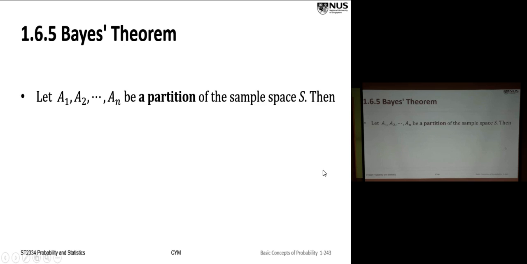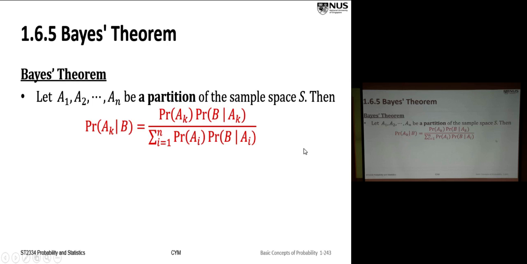So we have this A1 to AN partition of S. And it's simply saying that if we know something happens, you can think of it like this. So we have A1, AK, and they each have B or B complement. All right? Now, if we know B has happened, what is the chance that AK happens? That's the idea of Bayes' theorem.